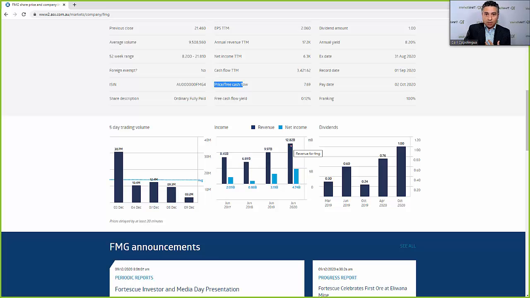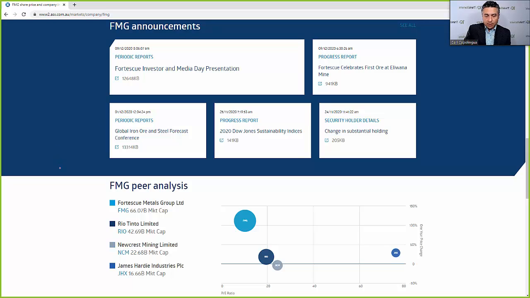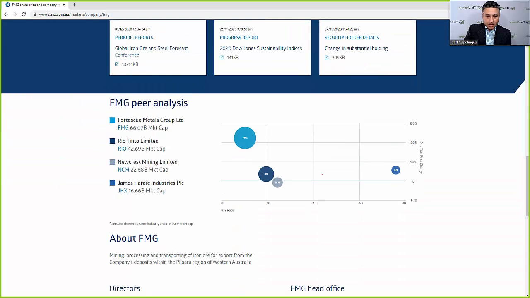Trends are your friend here. You know I'm a technical analyst. You know I like trends, and I do like to see an uptrend in earnings when I do my fundamental analysis. The other important things here, we're going to go into the announcements in a second, but otherwise this little chart's quite interesting.